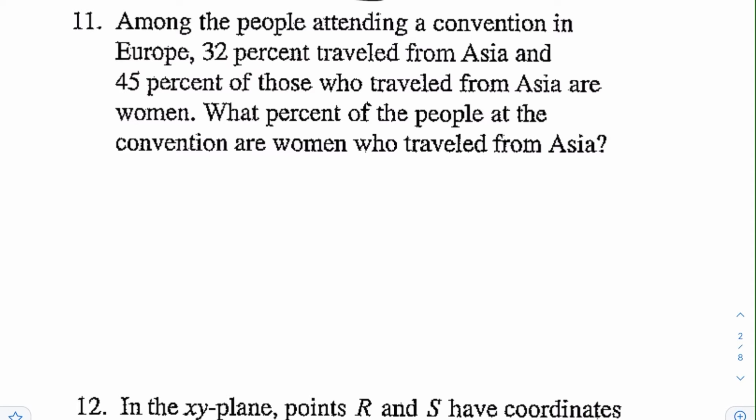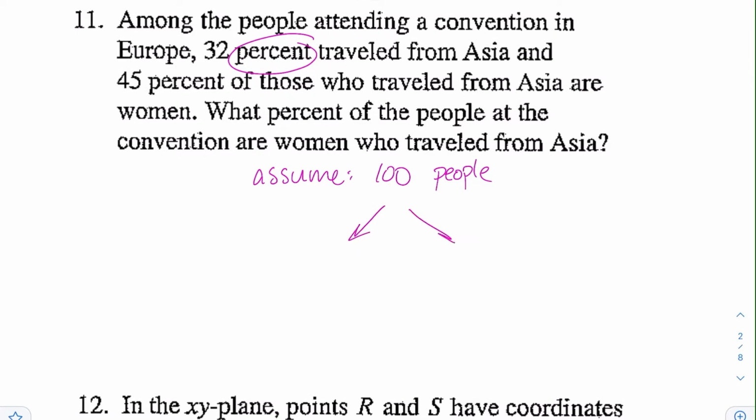So here, you don't know how many people are at this convention, but because this is a percent problem, you can assume 100 people, just to make everything easy. So from this 100 people, you know that 32% travel from Asia. And because you chose 100 as the total, 32% of 100 is just 32 people. That means that 68 people are not from Asia.